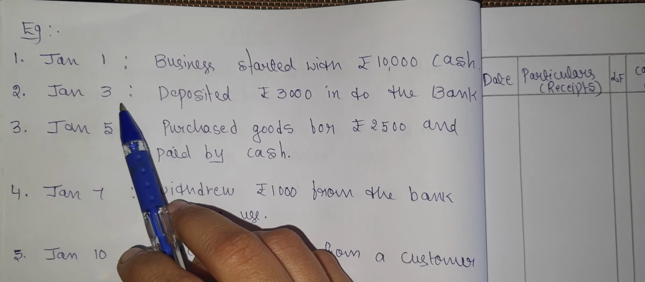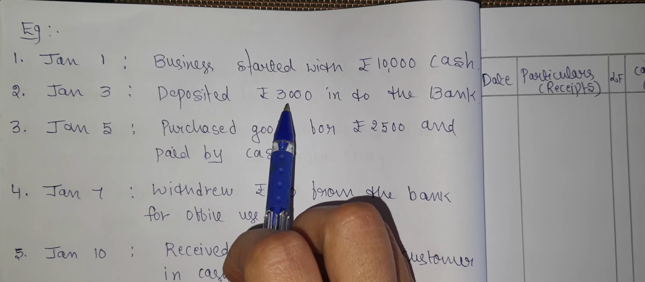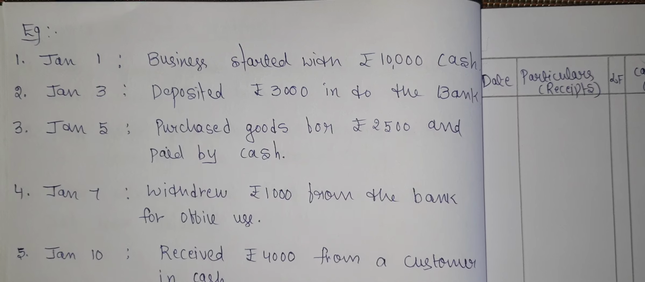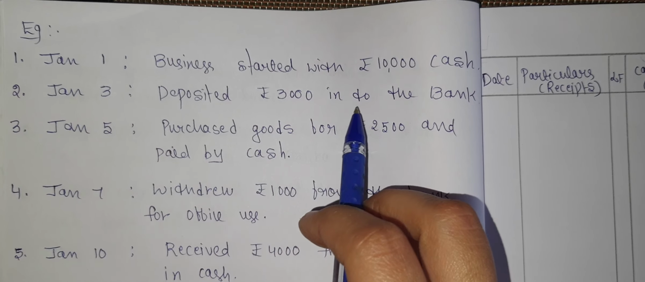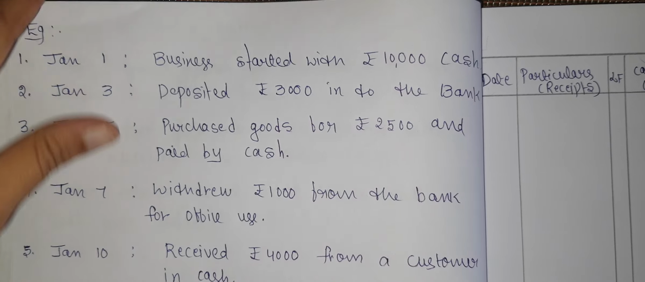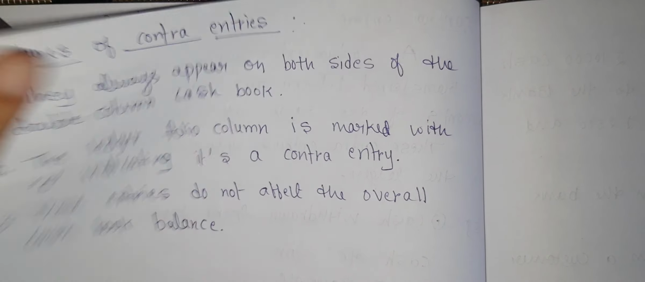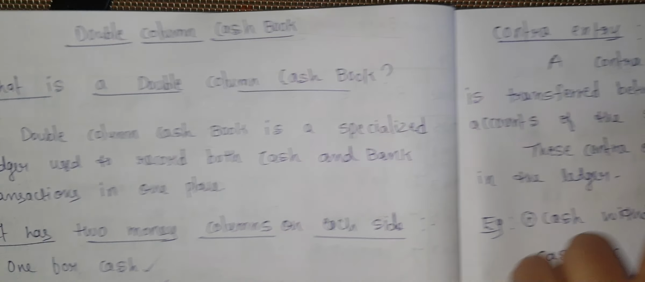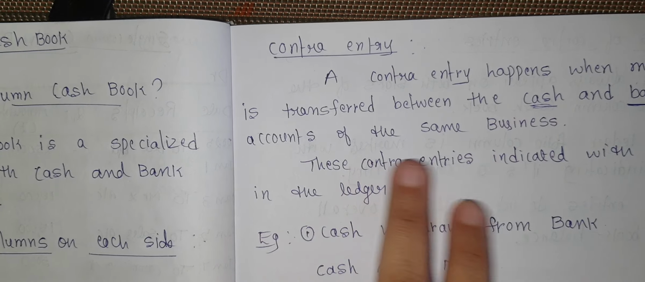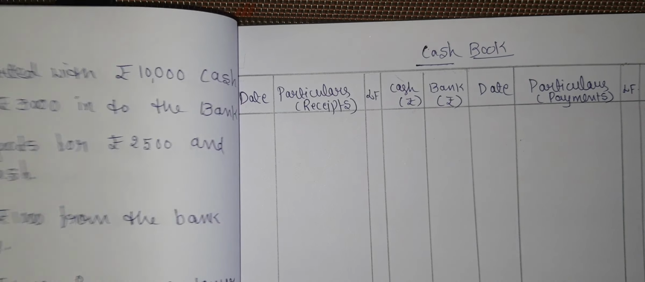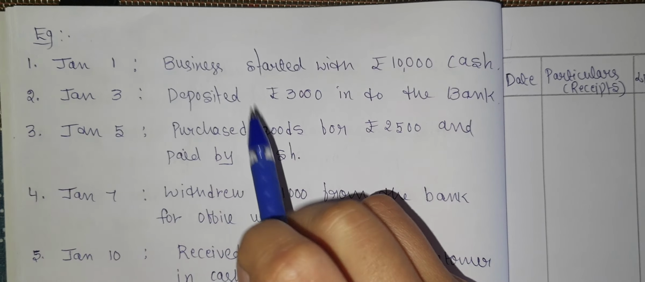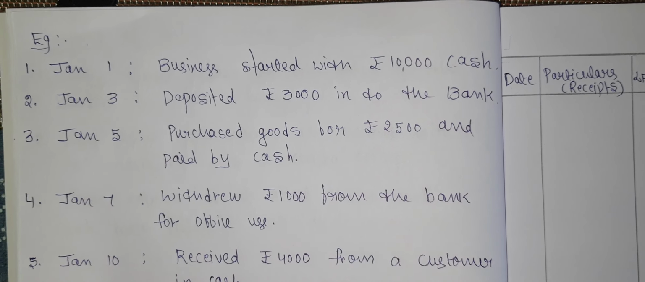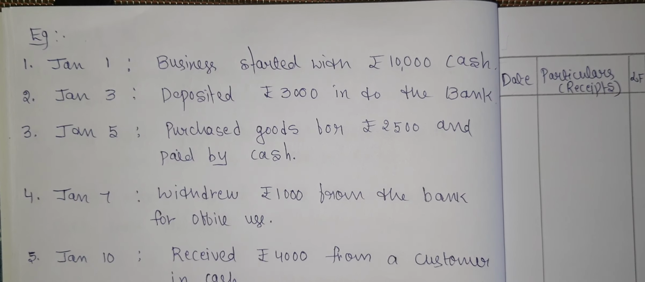And next one, January 3rd, deposited rupees 3,000 into the bank. These transactions happen between the cash and bank account of the same business, so these are called contra entries. On January 3rd, the transaction is deposited rupees 3,000 into the bank. This is a contra entry.